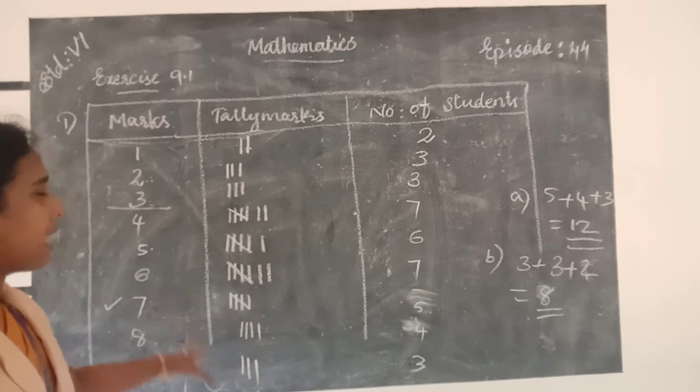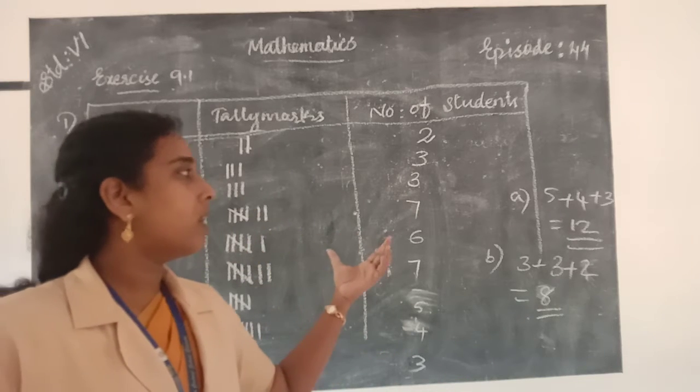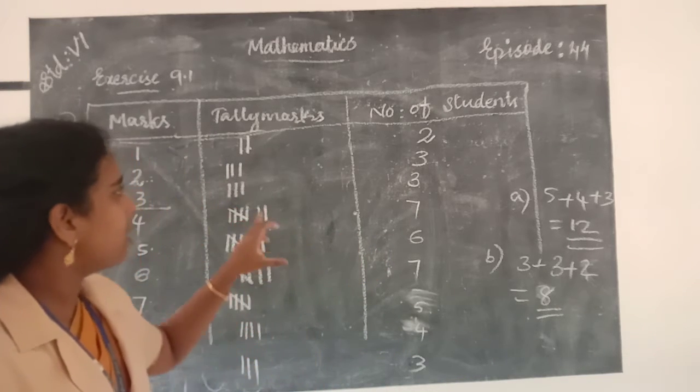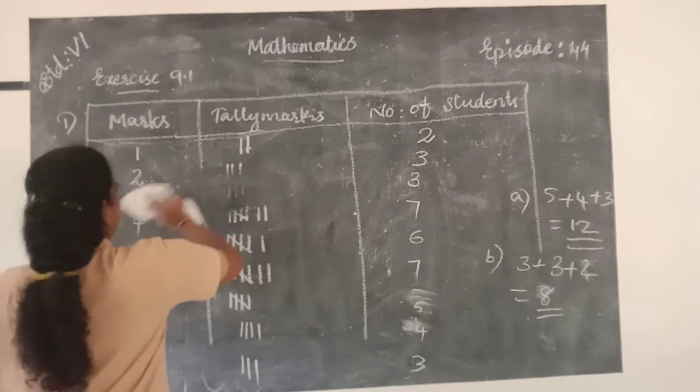So like this, we can arrange the data by using tally marks, and we can also find answers from the table. Then the second question.